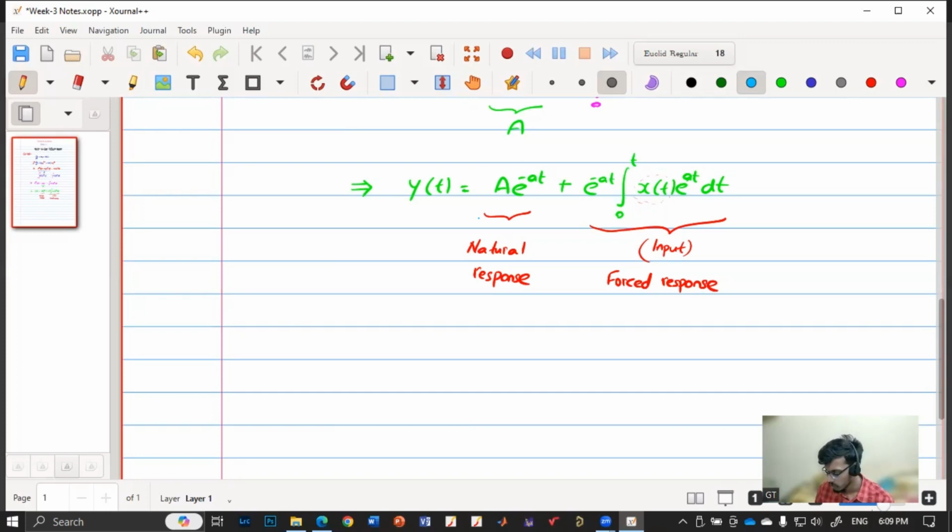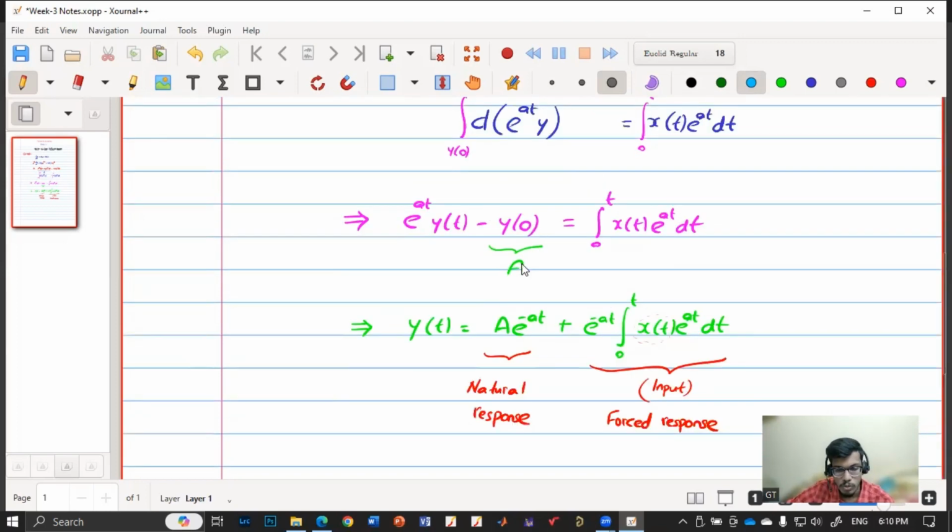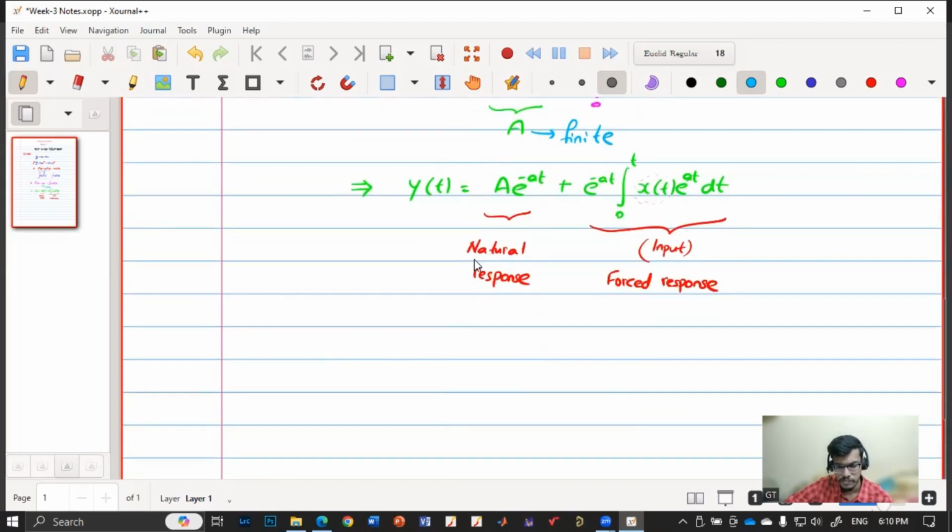Yes, sir. Because here we have considered y of 0 to be some finite value, which means at t equals 0 my system's output is not 0, so it has some initial condition. So when the input is 0 and we want to see the natural response, it happens only when there is an initial condition. So the natural response is driven by the initial condition, and this is driven by the input.